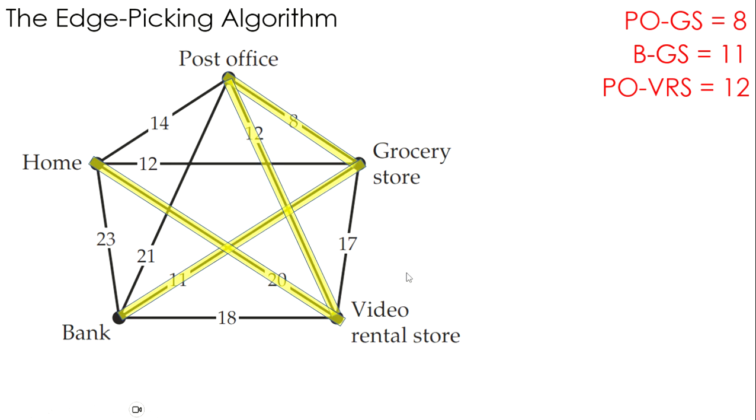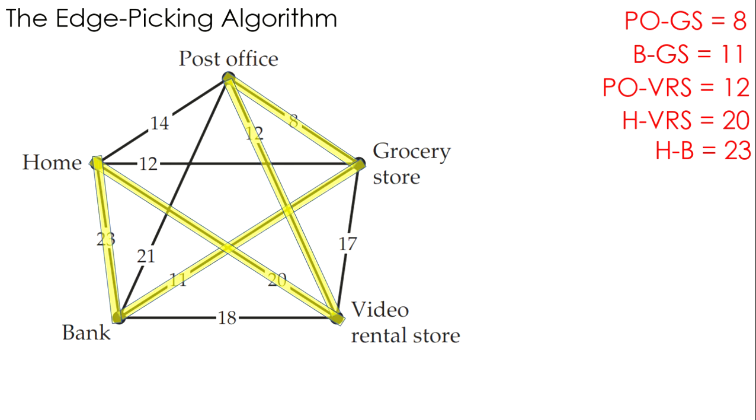The next one, we have 21. In 21, post office to bank. There will be 3 connections for post office, so we need to skip that. Then last one, 23. So we have bank to home. There will be 2 connections only for bank and home. So of course, we're going to pick that.